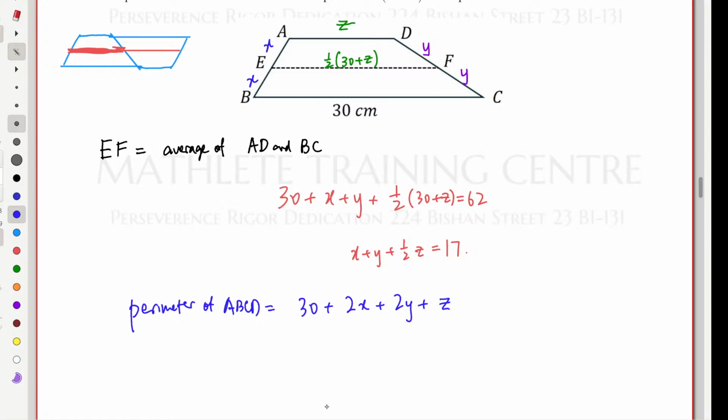So now what we can see is that the value of this 2x plus 2y plus z, we know is exactly 2 times the previous line, 2 times 17. So this is equal to 30 plus 34. That's going to be equal to 64. That's the answer.